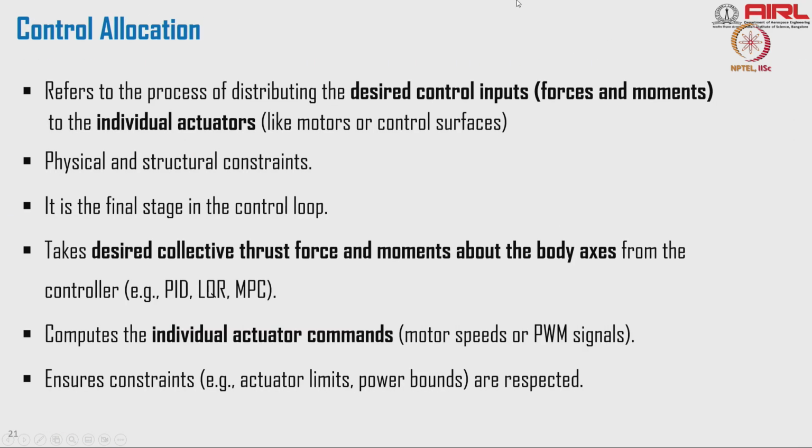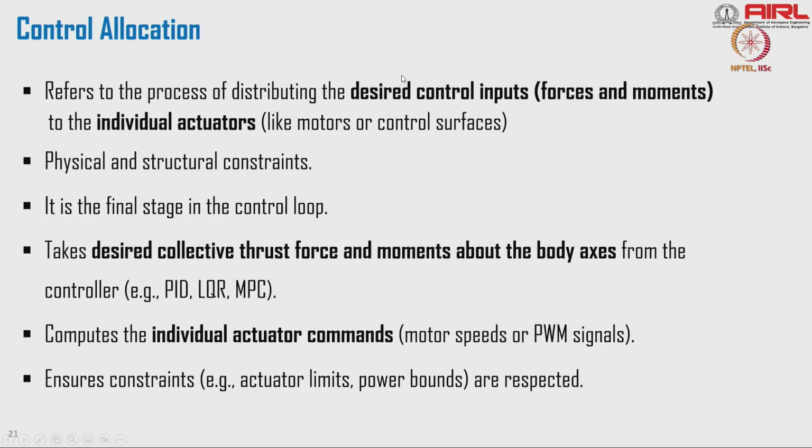Now let's understand control allocation a little bit. Control allocation is a process of distributing the desired control input, basically your forces and moments, into individual actuators, like motors, or it could be control surfaces. If we talk about a fixed wing aircraft, we are just talking about control surface deflections, right? That's what control allocation is all about. You have two surfaces. How much do you want both of them to deflect? You want them to deflect equally or differentially, right? That decision is what control allocation is all about.